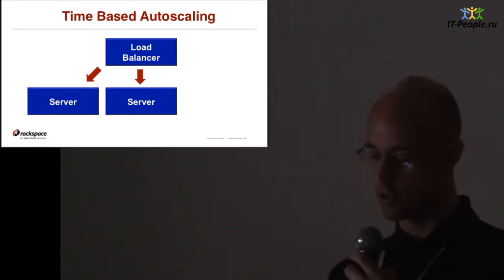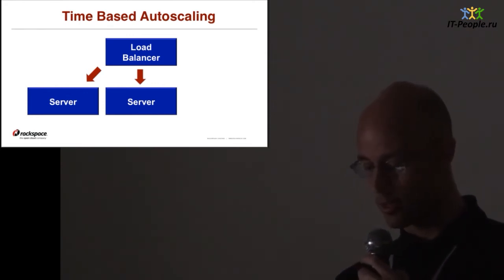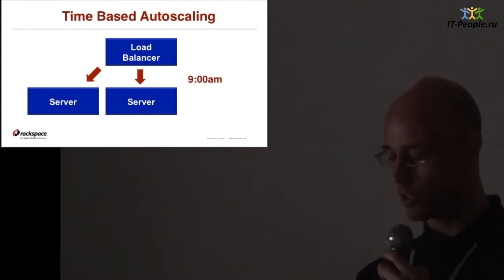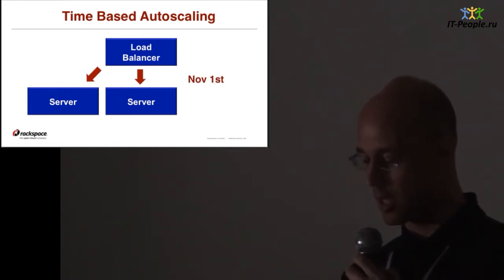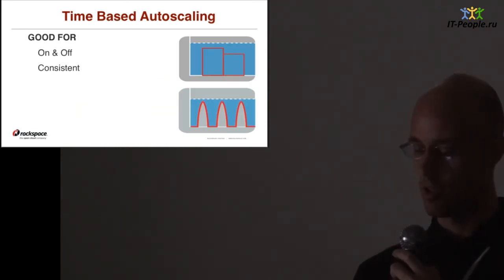So say that you have a load balancer, connected to that load balancer 2 servers. Then at 9 o'clock in the morning, on the 1st of November, you spin up an additional server. This is good for on and off.